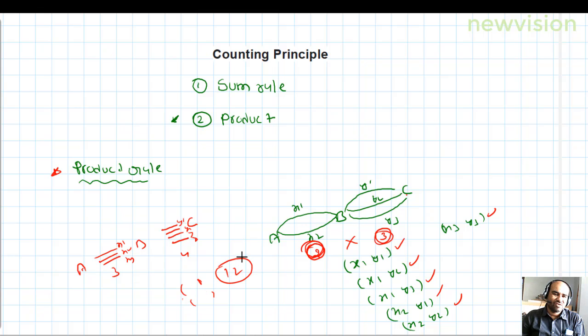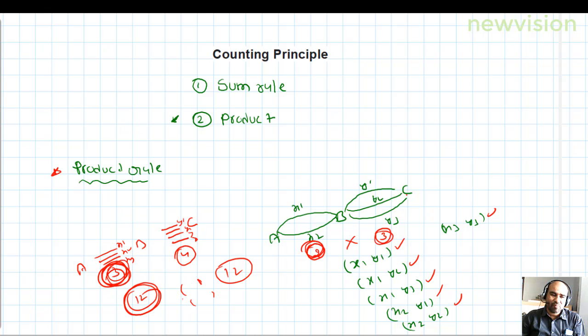Just like A cross B. 12 ordered pairs. What does it mean? A person who wants to travel from A to C via B can travel in 12 different ways. What is the meaning of this? First of all, he should travel from A to B, then after that B to C. While traveling A to B, he has 3 ways. B to C, 4 ways.